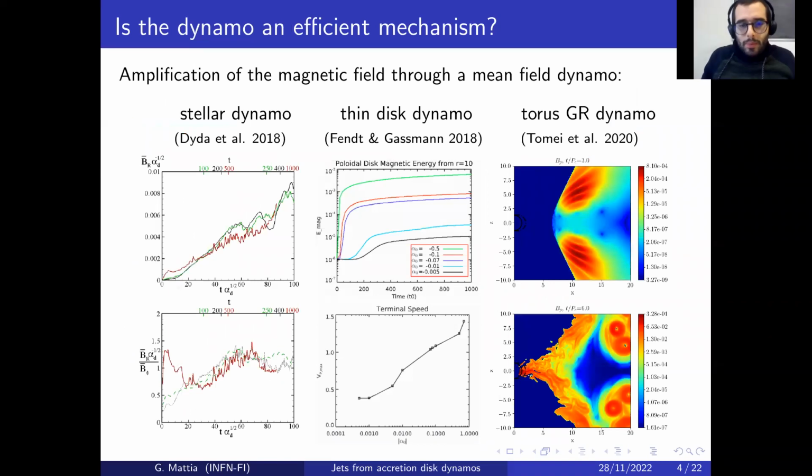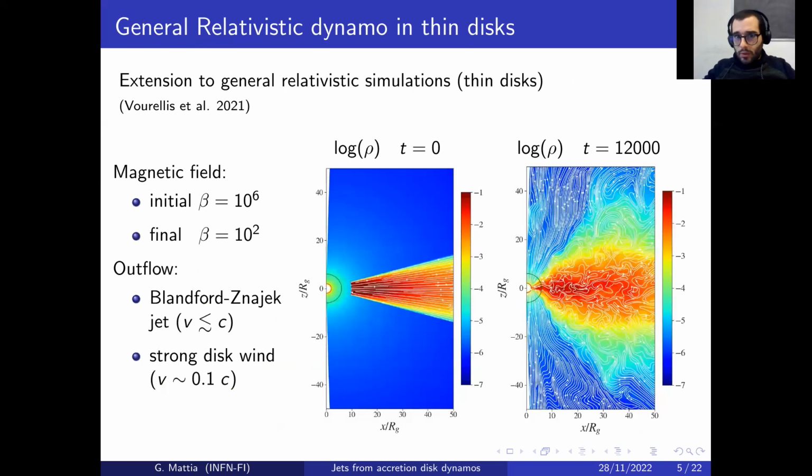The dynamo process has been studied, especially in recent decades, in order to understand the magnetic field in astrophysical objects. For example, Duda et al. investigated a stellar dynamo, and one of the major places where dynamo has been investigated is in accretion disks, both thin and thick. Also recently, Coriolis et al. investigated the launching of a jet from a mean field dynamo accretion disk, observing from simulation a Blandford-Znajek jet and also a strong disk wind.